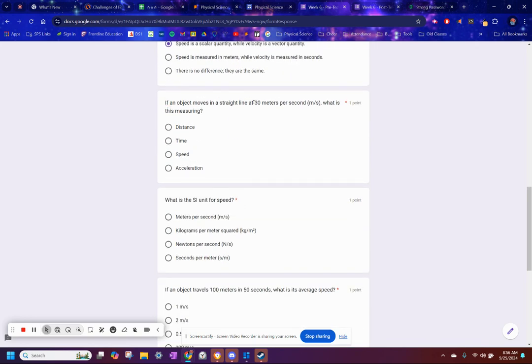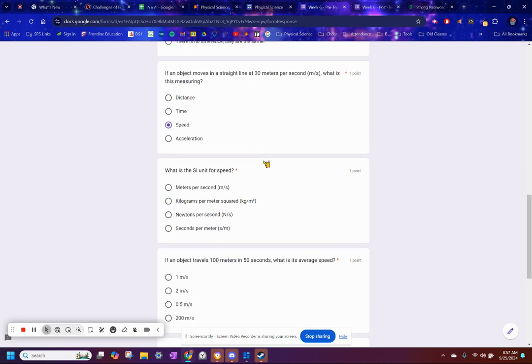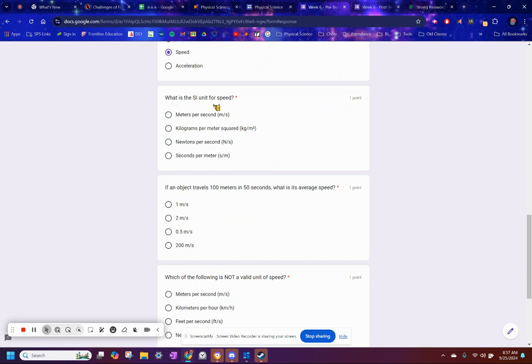If an object is moving in a straight line at 30 meters per second, what is this measuring? Meters per second, that is a speed. What is the SI unit for speed? Speed should be a distance divided by time, so meters divided by seconds. There it is. None of the rest of these are that. In fact, this one's just backwards. So that's the best answer, meters per second.